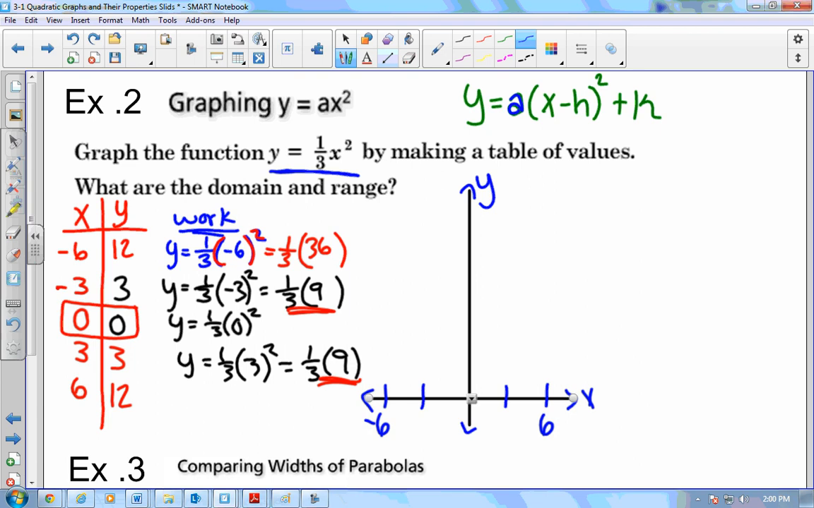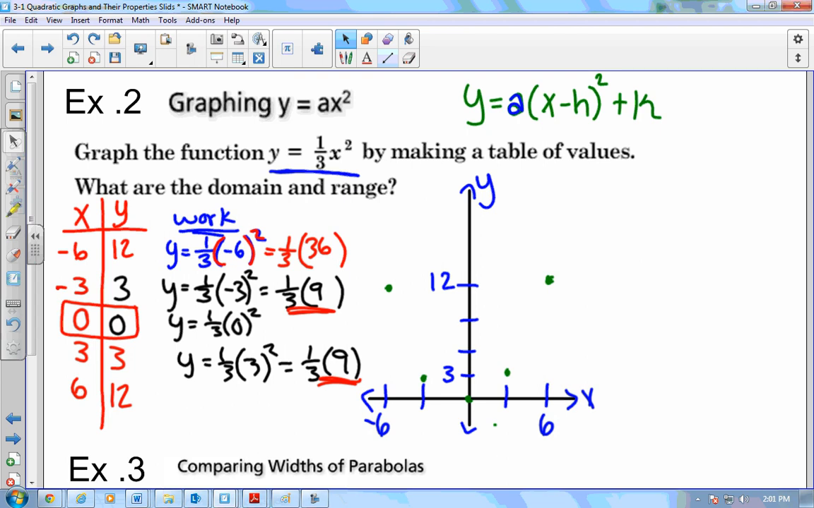What should I count by on my y-axis? I could do 12, like I used to, or I could count by 3s. 3, 6, 9, 12. And as long as you give a few labels, I know what you're doing. So plot the points. Make sure it's actually a parabola. -6, 12. -3, 3. 0, 0. And then the heights repeat.